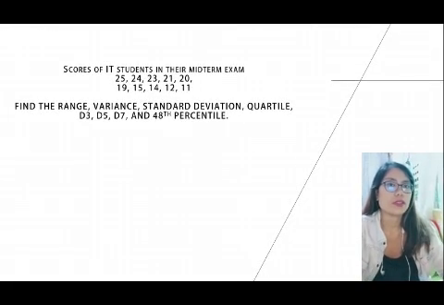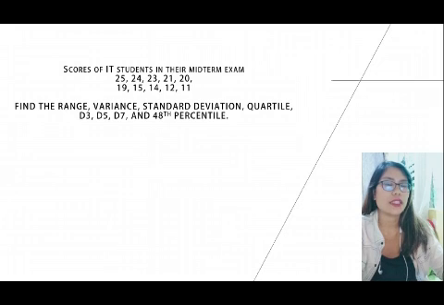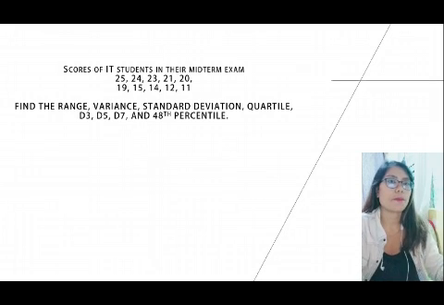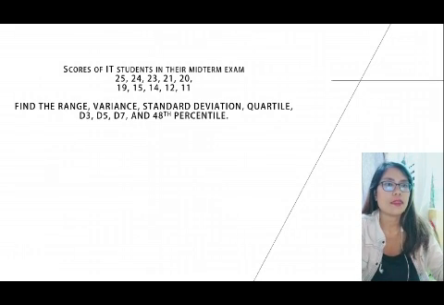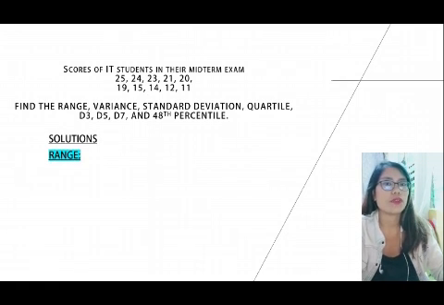Okay, here's the first given data: scores of IT students in their midterm exam. Given are 10 scores: 25, 24, 23, 21, 20, 19, 15, 14, 12, and 11.